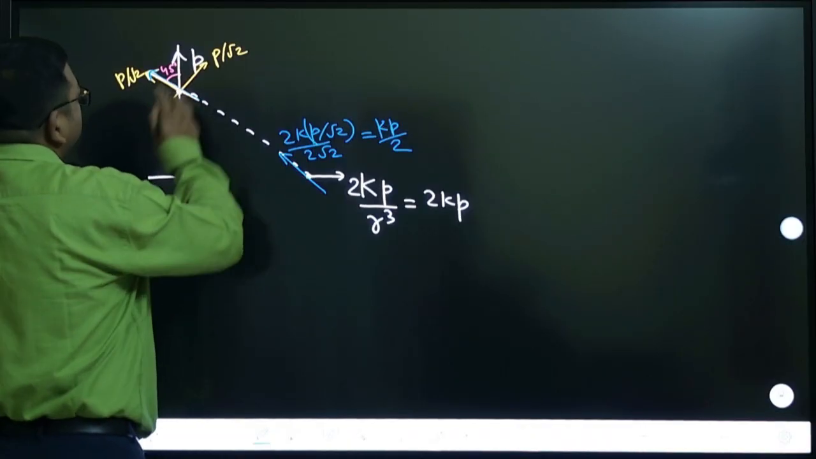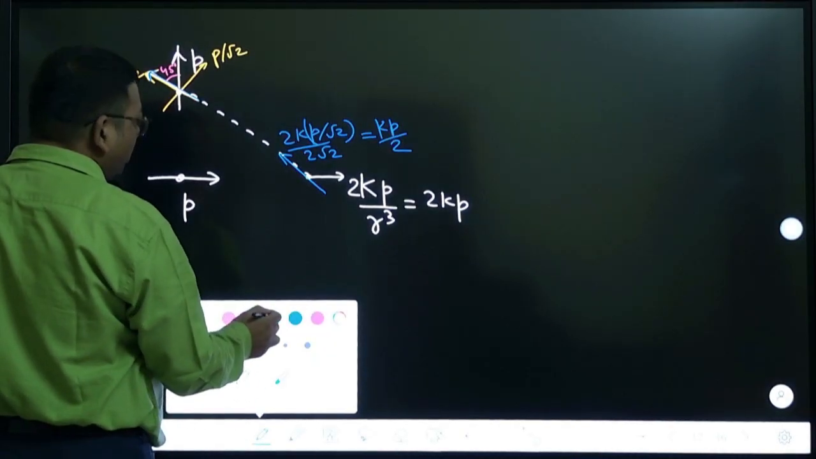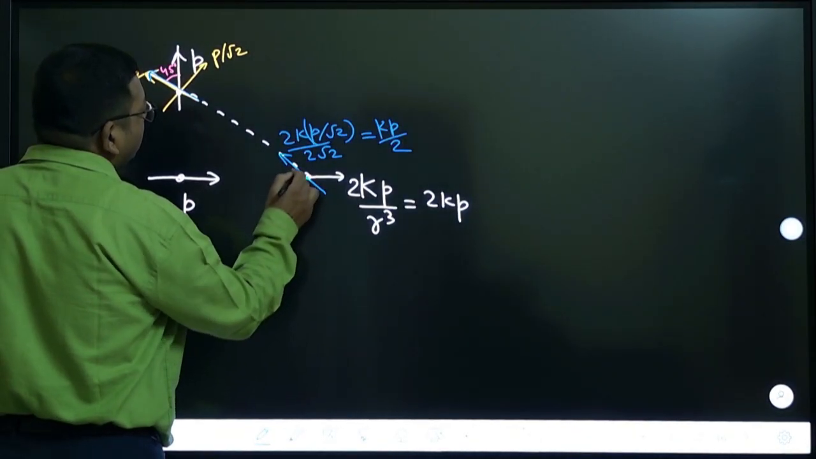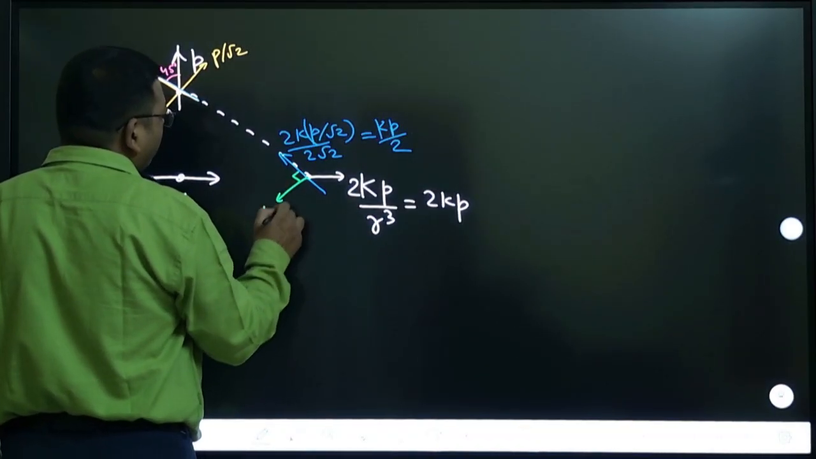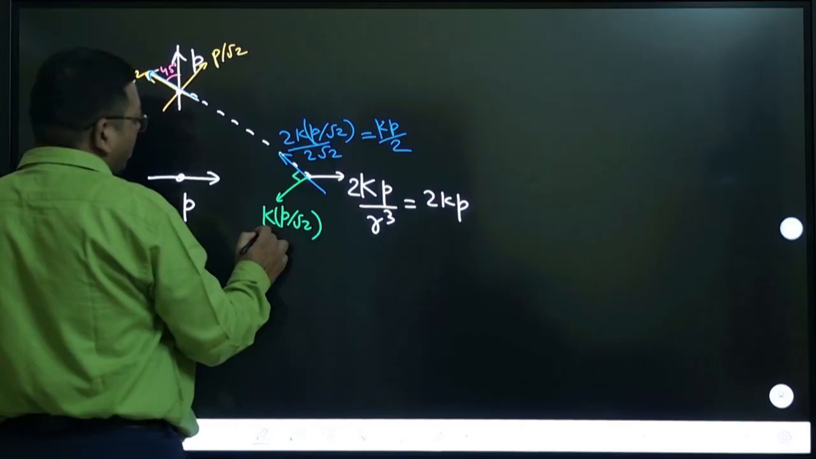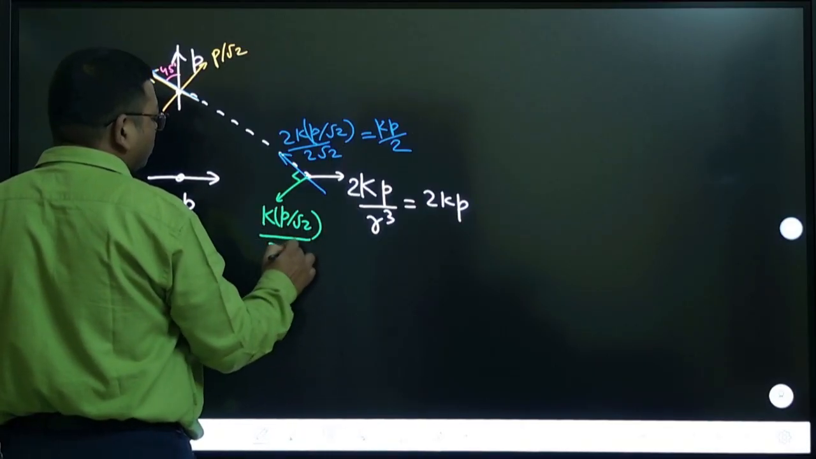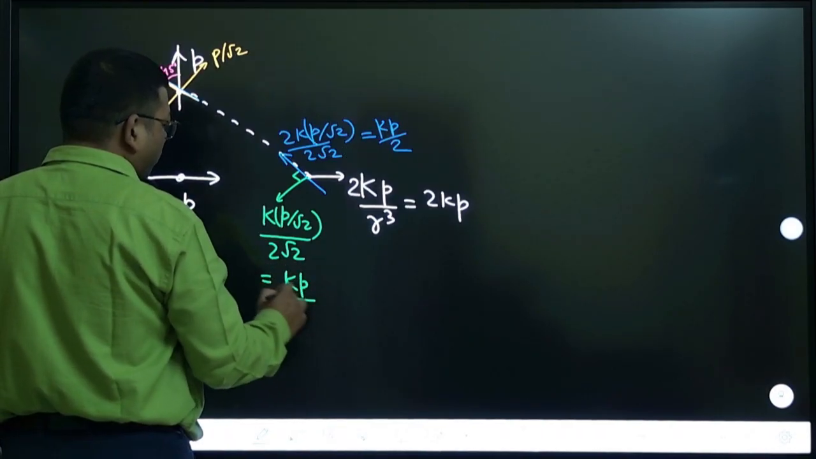Then what about this? Due to this direction, equatorial field will be coming in this manner. Equatorial field will be coming perpendicular to that. How much will be that? K p, that component p by r cube. R cube is again 2 root 2. So this is how much? This is kp by 4.